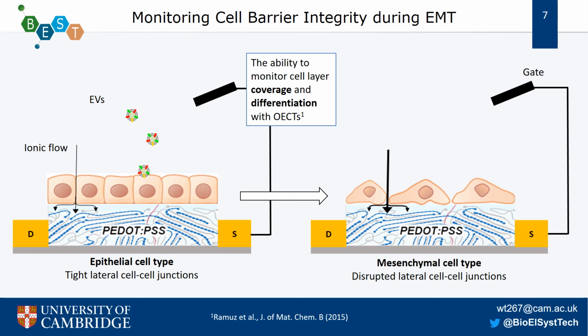So on the left-hand side, we have our tightly packed epithelial cells, and they create an insulating layer on top of the transistor channel. Now, once we treat our cells with the cancer-derived EVs, they undergo EMT. And once they have assumed this more mesenchymal phenotype, these tight junctions break apart and the ionic flow through the transistor channel increases. So this gives us an electrical readout of EMT.